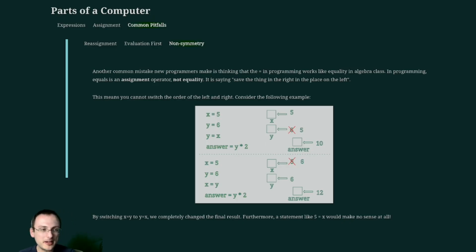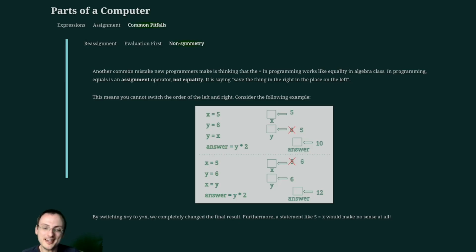However, remember, in programming, the equals symbol is not equality. It is actually assignment. What it is saying is save the thing from the right in the place on the left. And that means the right and the left are doing different things, and I can't just flip them around because that changes the meaning.